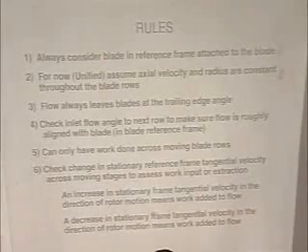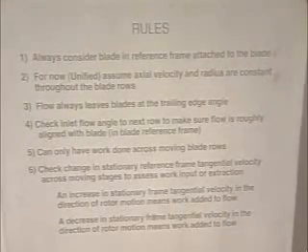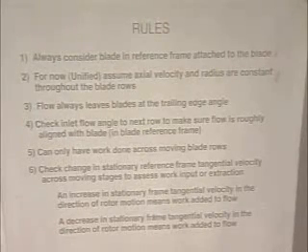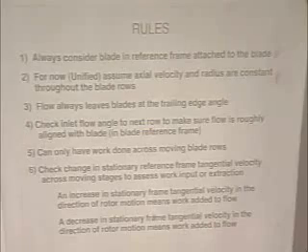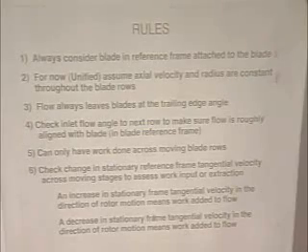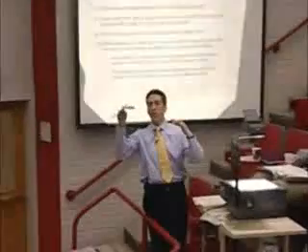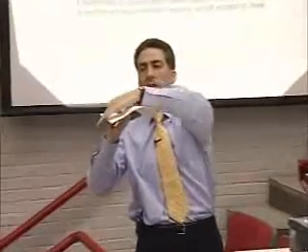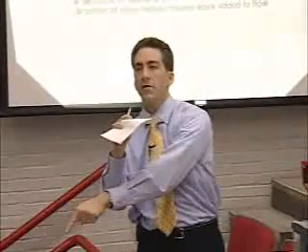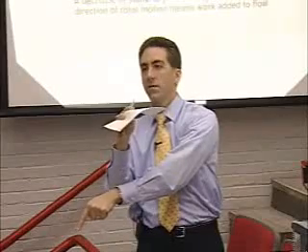One rule is that the flow always leaves blades at the trailing edge angle. And you guys have had enough aerodynamics that you can tell me what's wrong with that statement. When does that not happen? So if this is my stall, someone mentioned, if this is my blade and the flow is coming in, it will tend to stick to this blade and head off in that direction. That's what produces the lift.